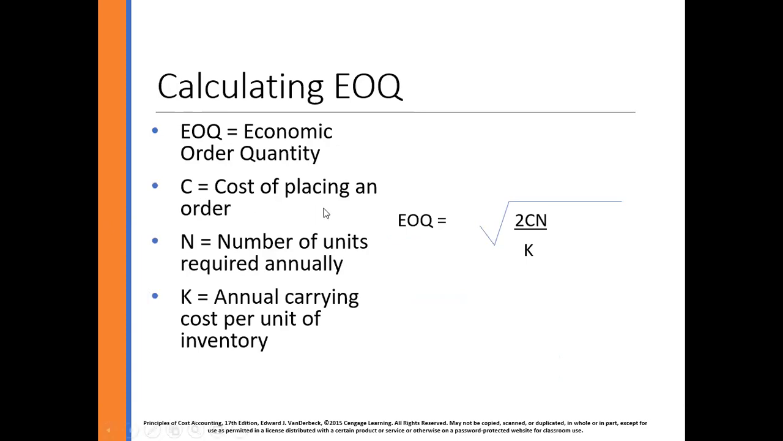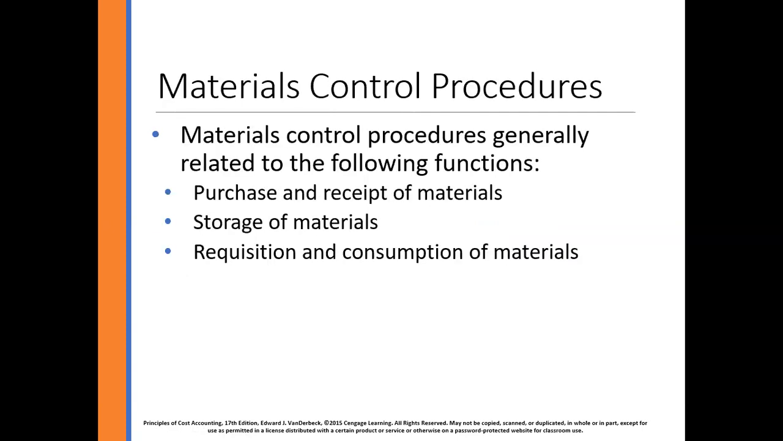Again, we take the cost of placing an order, the number of units required annually, and then the annual carrying cost per unit of inventory. The formula looks a little funky, but it's not too bad. We'll get practice with it in class together. You can see an example of this in your book, chapter 2, page 73, which shows an example with some numbers plugged in. But again, we'll get practice doing it together as well.